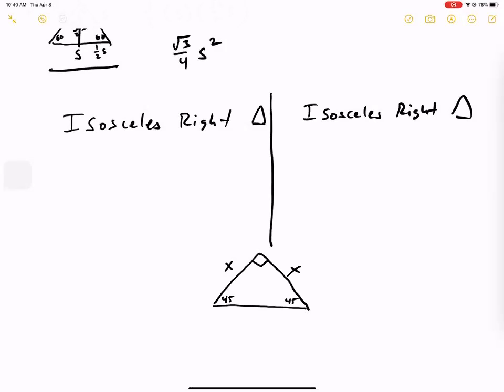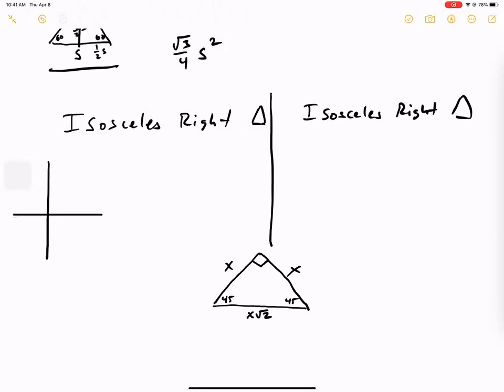And just as a reminder, if you guys remember your 30-60-90s and 45-45-90 triangles, the hypotenuse will be x square root of 2. Now, if we build our two different models here, let's go ahead and draw our two little shapes here, and you tell me, are they going to look the same or not?